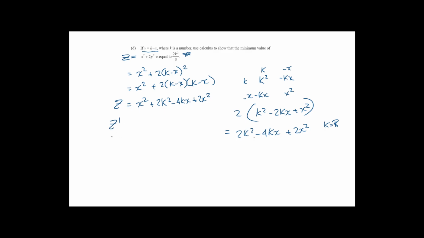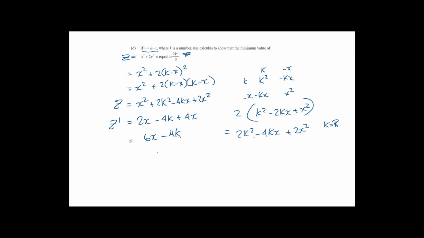So now I want to differentiate z with respect to x. So I've got 2x. 2 times a constant squared is just a constant, so it's going to disappear. Minus 4k. Plus, and I could have combined those terms, plus 4x. Okay, so I combine these like terms. It's 6x minus 4k.